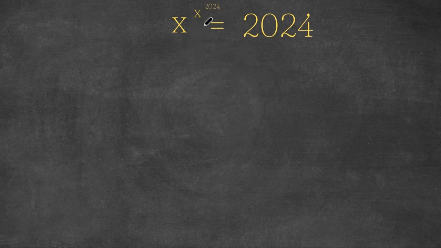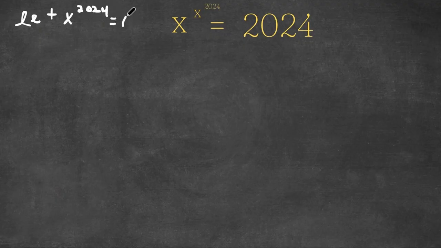In today's video, I'm going to be teaching you guys how to solve this exponential problem. So we have x to the power of x to the power of 2024 is equal to 2024. Now, what I'm first going to do is I'm going to let x to the power of 2024 equal to the variable a.